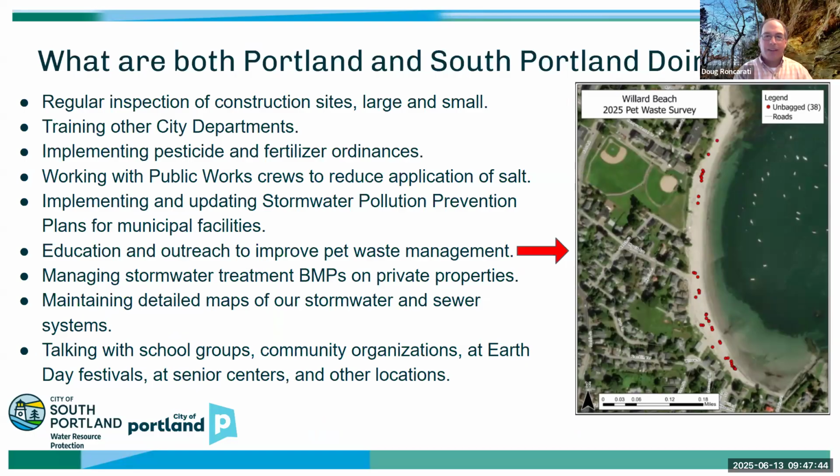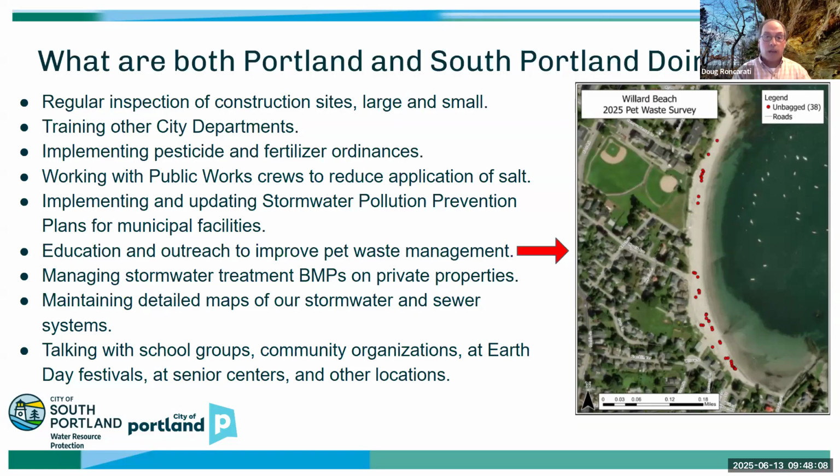Okay. So we mentioned erosion control and sediment control at construction sites. We're doing regular inspections. We have to do 3 inspections during the lifetime of each project, large and small. And as Aubrey mentioned, we're actually looking at smaller projects because sometimes those small projects can be problematic.